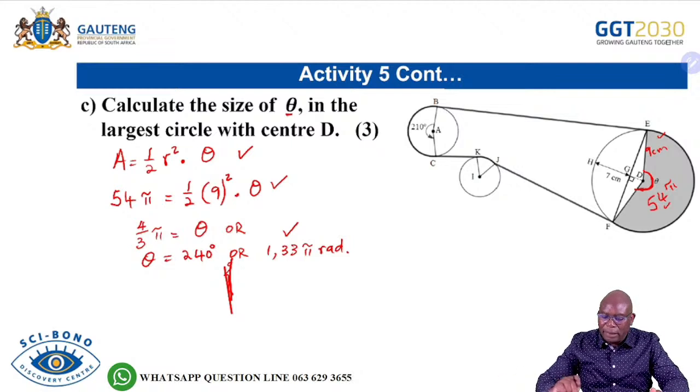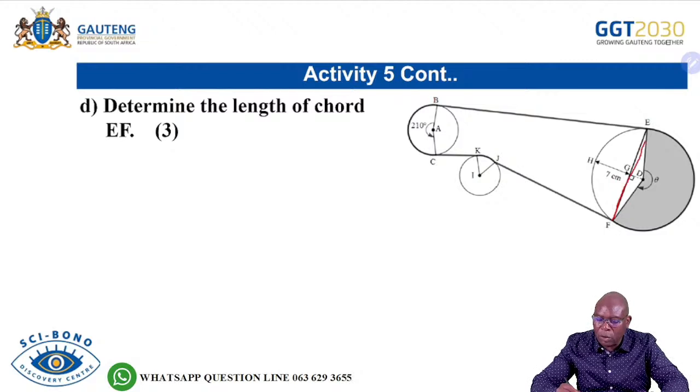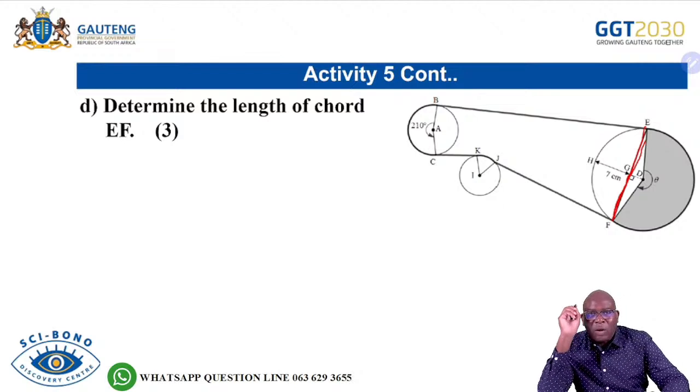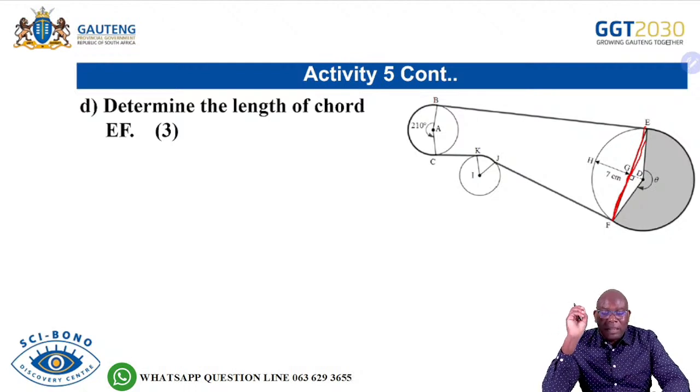Okay. D says determine the length of the chord EF. So I go to my chord EF, I look for EF, EF is there, so that is the length of the chord. So if they talk about the chord, then you remember that you have a formula that you use for the chord length. For the diameter, there's a diameter, there's the height. So I need those two things.